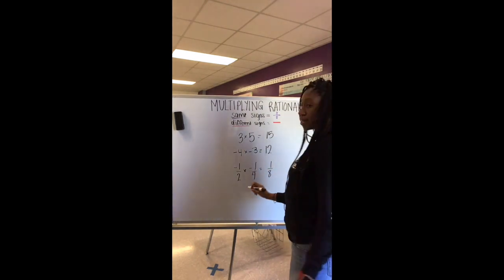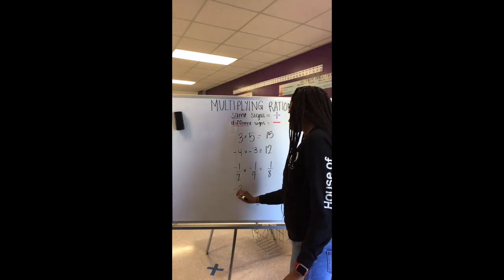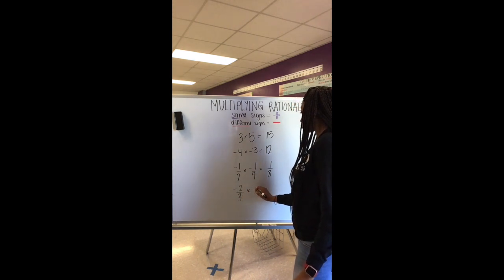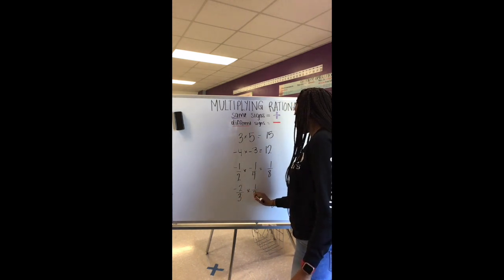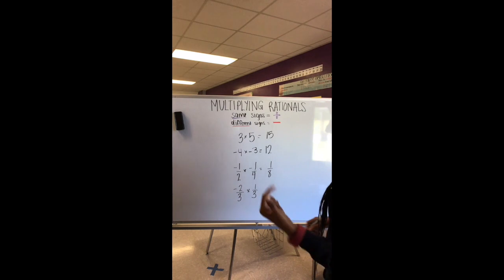Now let's try another one. What if we had negative 2/3 times 1/3? This one is different, right? We have a positive 1/3 and we have a negative 2/3.